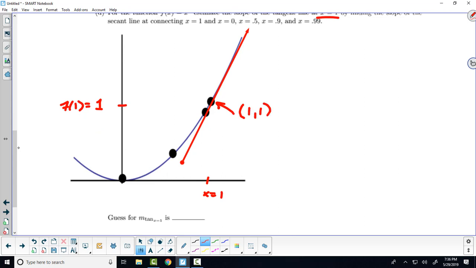This is the point on the function that we're interested in. And I want to know the slope of the red line, right? So this is the slope of the tangent line at x equals 1, and we want to know what is this?